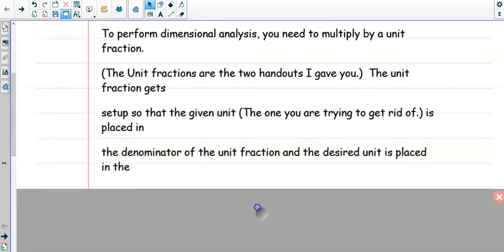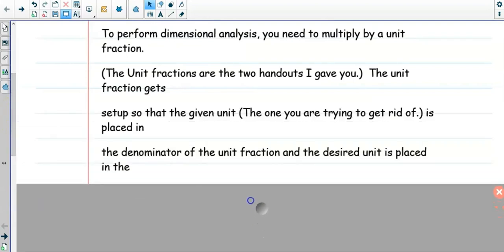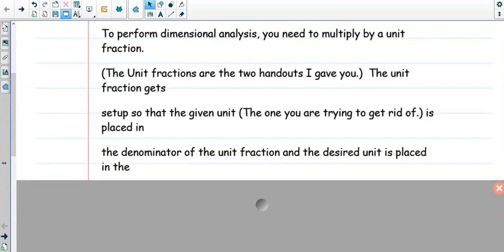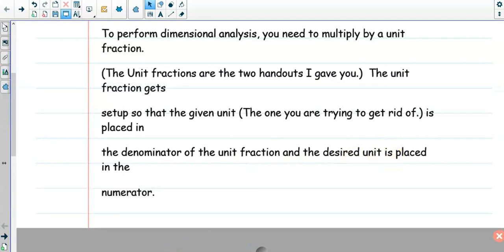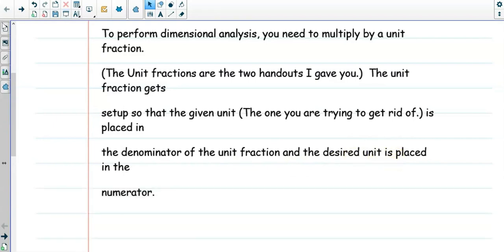And so, when you're talking about the unit fractions, I see how this is all messed up and not really formatted right, but that's all right. When you talk about the unit fractions, the unit fractions get set up so that the given unit, the unit you're starting out with, that's the one that we want to get rid of, will go in place of the denominator of the unit fraction. And the desired unit, what we want out, will go in the numerator. That's how the unit fraction will get set up.